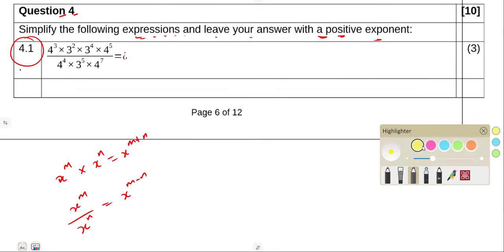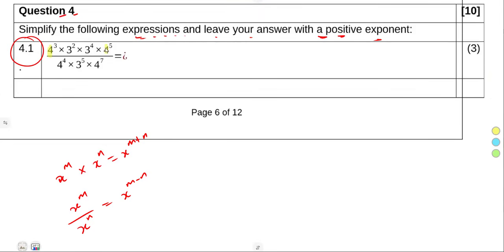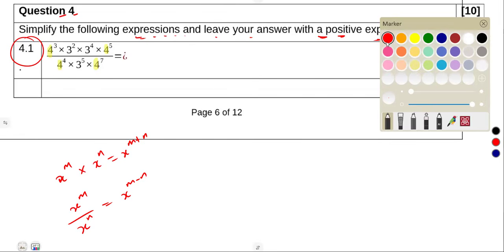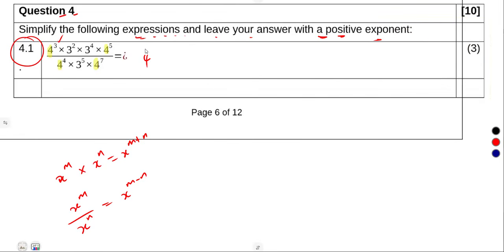Let us consider the base of 4. There is 4, there is 4, there is 4. So in the numerator, I'm going to have 4 to the exponent of 3 plus 5. Remember, I'm adding for a multiplication. Then subtract those ones in the denominator, but they are being multiplied together, so you add 4 and 7 together, because it's a multiplication. But this subtraction is to show that we are subtracting those ones in the denominator.